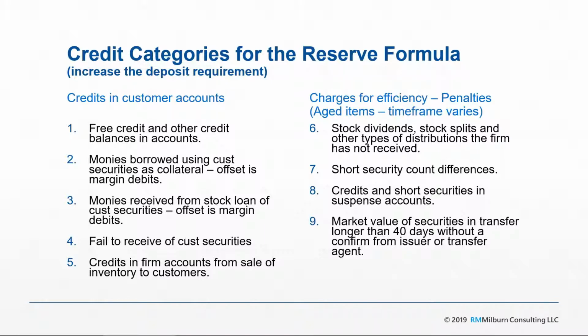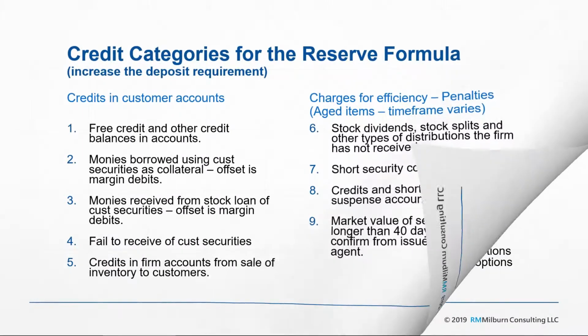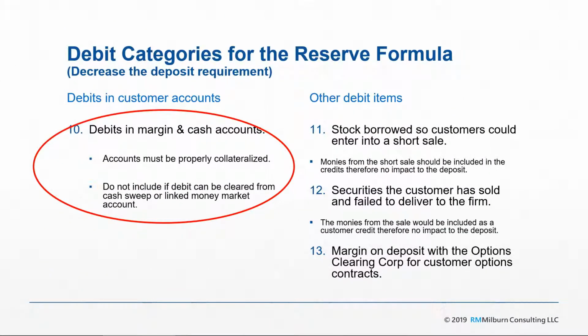Before we get started, let's do a quick review of the reserve calc. In prior webcasts, we've gone through lines 1 through 9 of the reserve calc. Those are for the credit categories. Now we're about to start on the debit categories for the reserve formula, and you can see here we're discussing line 10, which is the debits in the margin and cash account.